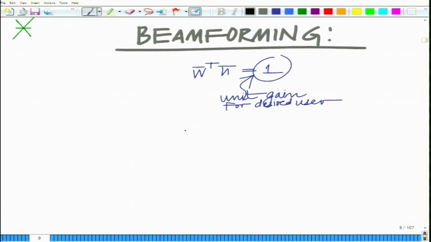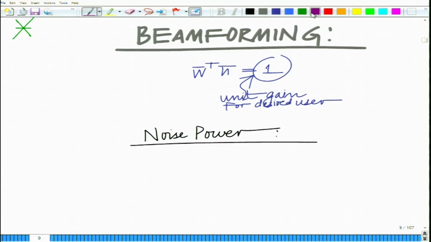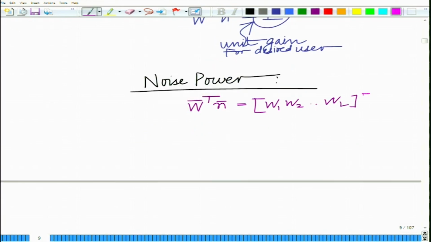Now coming to the noise power, the noise power can be calculated as follows. We know the noise component is W bar transpose N bar, which is basically your row vector W1, W2, up to WL times the column vector of noise, which is N1, N2, up to NL. So this is summation over i of Wi Ni.